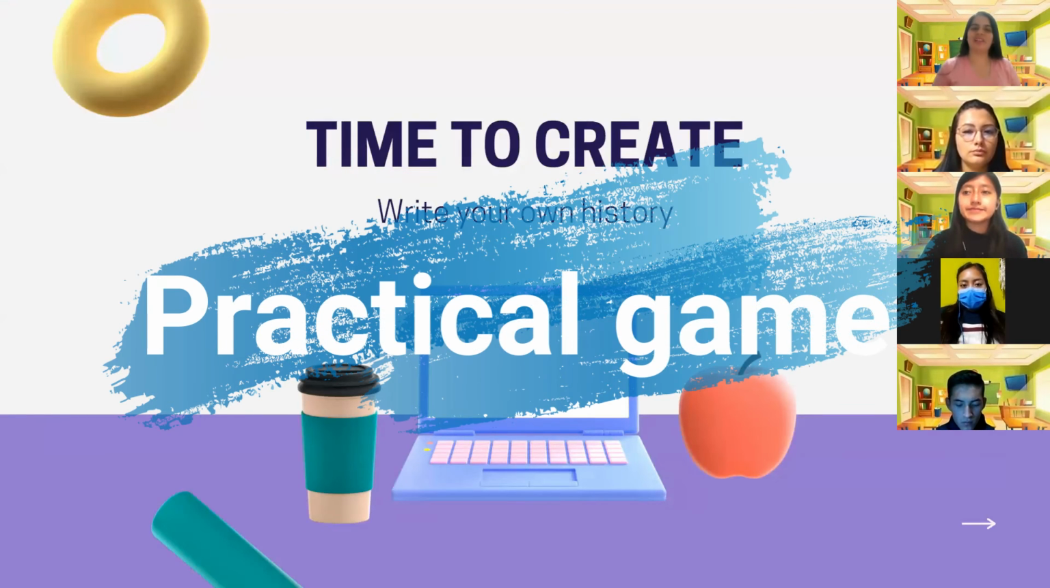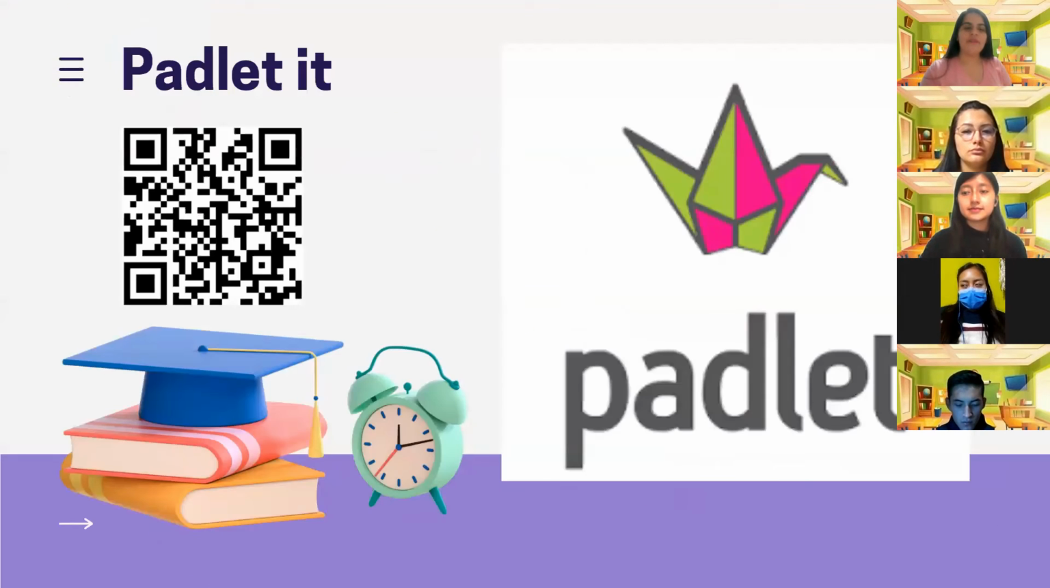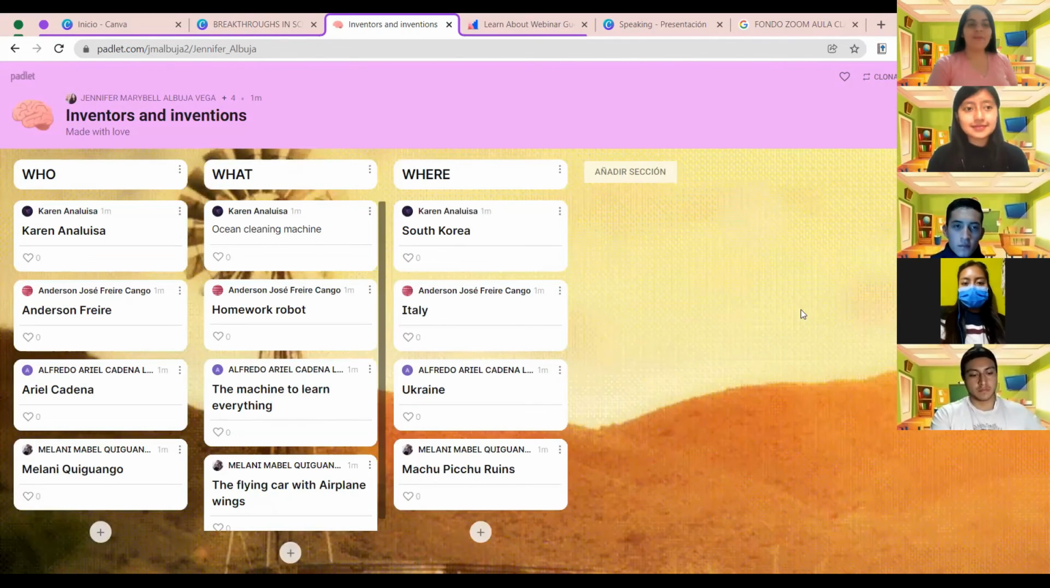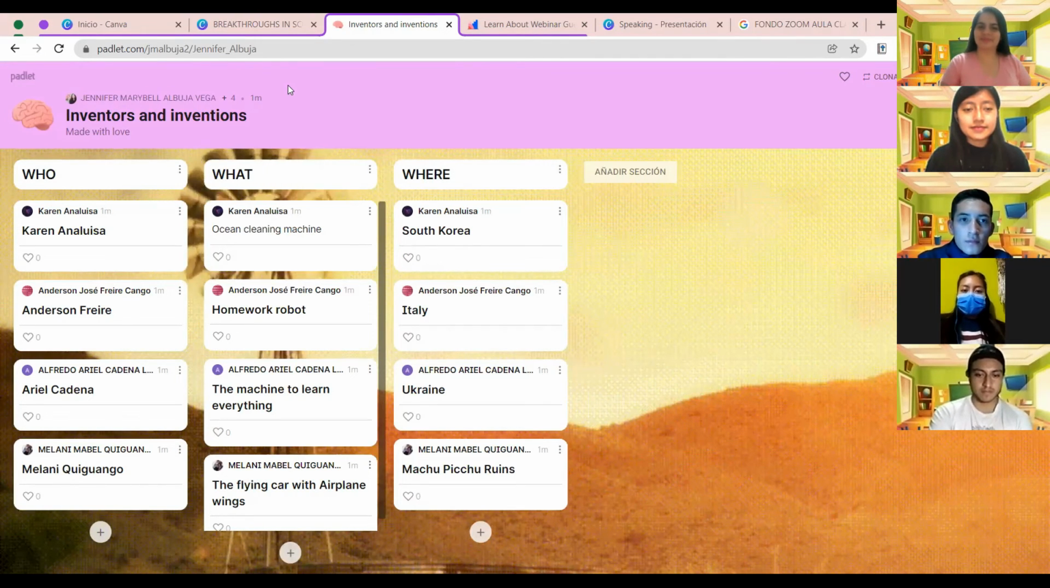Now it's time for our practical activity, where we are going to create our own history. Please scan this code, and you are going to work with the digital tool Padlet. So please, students, go ahead and complete the activity. Oh my God, all these inventions are amazing. I would like to make everyone participate, but for the time we can't. So Ariel, give us your history.